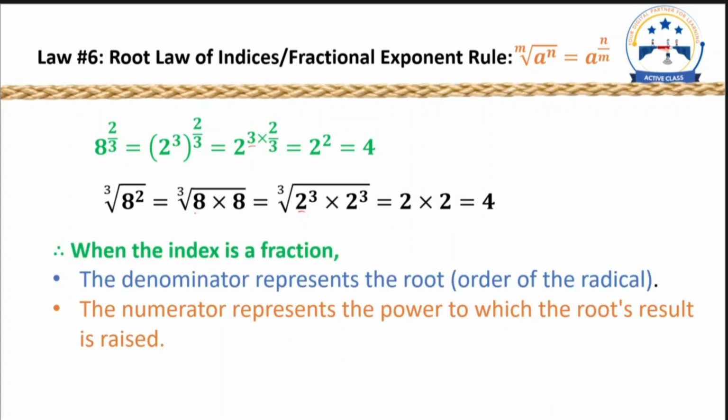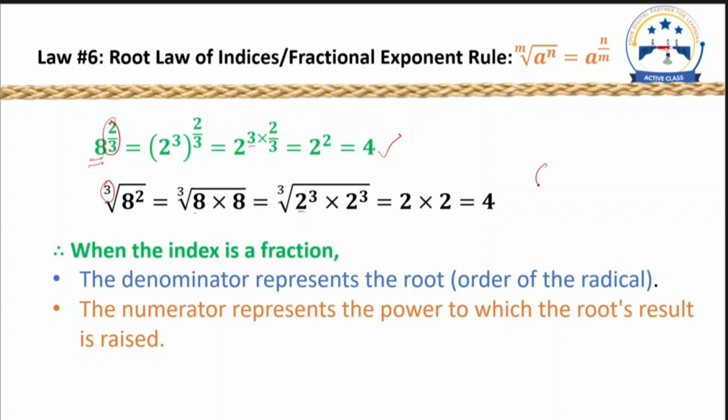This indicates that when the index is a fraction, the denominator represents the root or order of the radical. Look here, please. The index here was the fraction 2 by 3, the base is the same, and if you simplify, you get 4. In the second case, the question is the same, but this 3 came to the order of the root, which we call the radical, and this 2 is the power of the base.